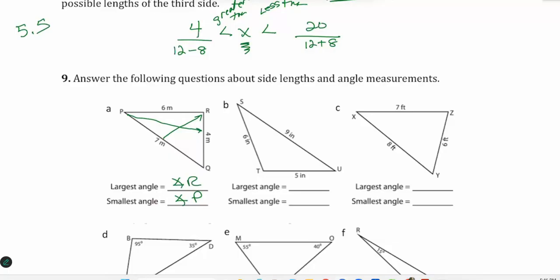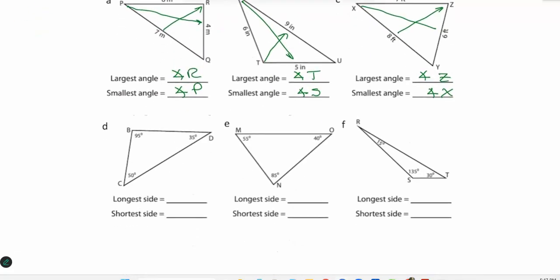Okay, the largest angle here is across from the largest side. So that's angle T. Angle S is across from here. So this is angle S. It's the smallest angle. The largest angle is across from the largest side. So that's going to be angle Z. The smallest is across from the smallest side. That looks like that's going to be angle X. Okay, we're all set there.